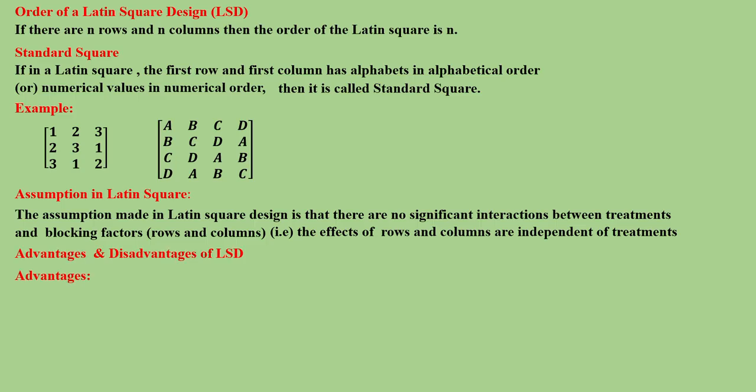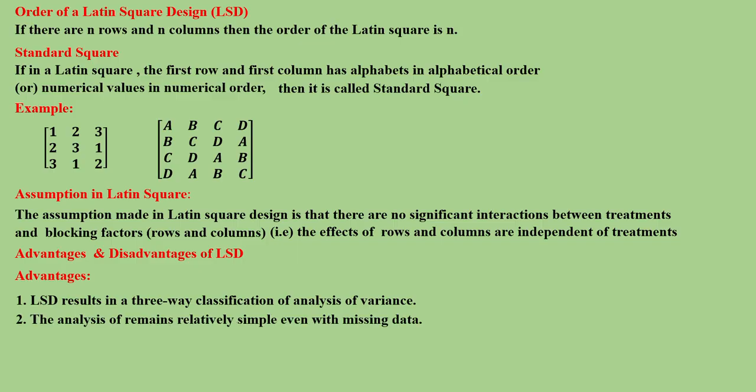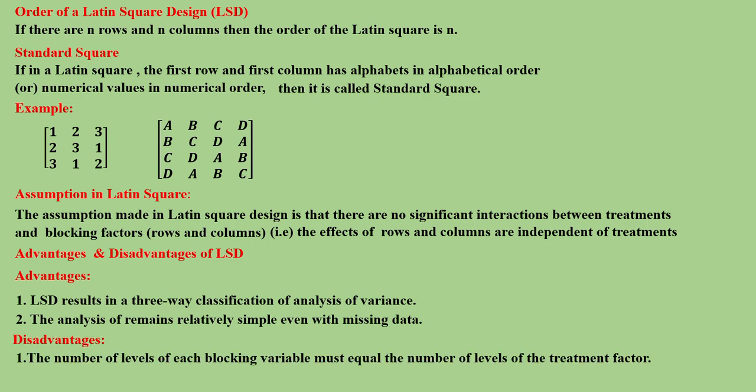Advantage and disadvantage. Advantage: LSD results in a three-way classification of analysis of variance. The analysis remains relatively simple even with missing data. Disadvantage: the number of levels of each blocking variable must equal the number of levels of the treatment factor. So this is a square matrix, right? Otherwise you cannot use Latin square if it is not square. Suppose treatments are fewer than blocks, or blocks are fewer than treatments, then you cannot use it.